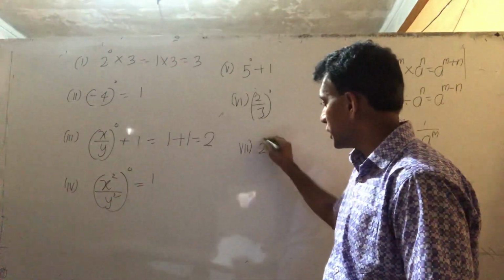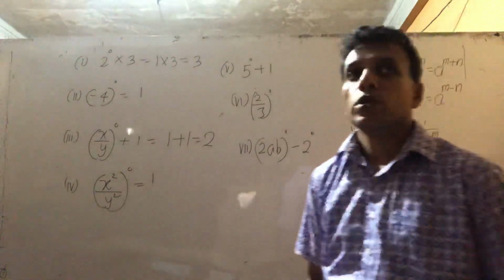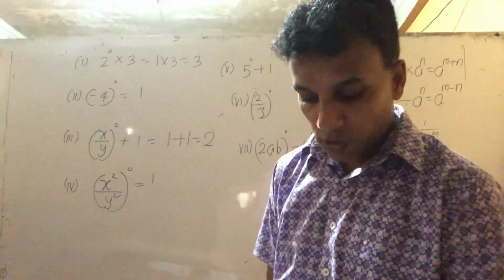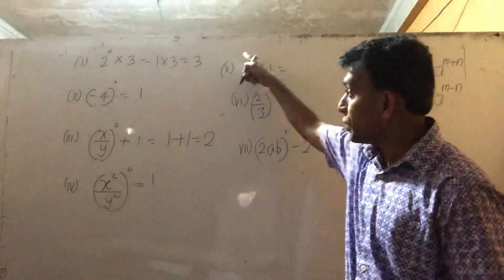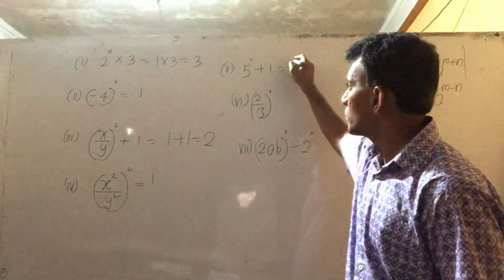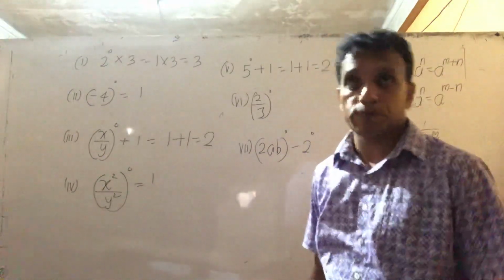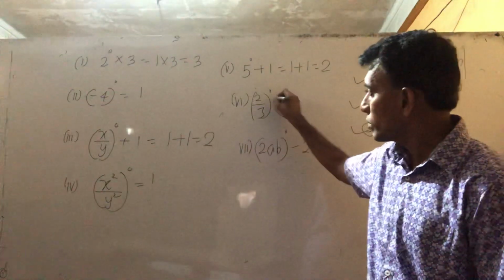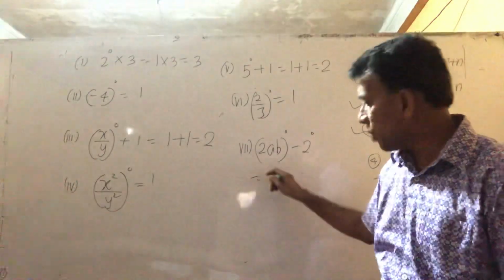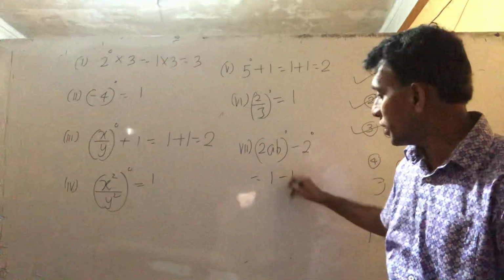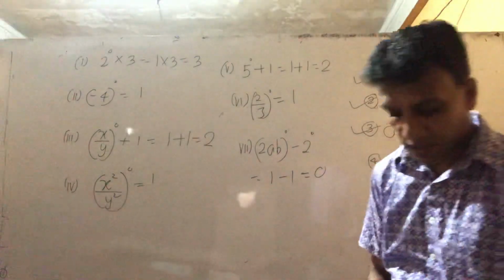2ab to the power 0 minus 2 to the power 0. So no problem. When power 0 comes, the answer is unity, the answer is 1. Therefore here, 5 to the power 0 is 1, plus another 1, therefore 2. 1 plus 1 is 2. Here, completely power 0, 1 minus, here also 0, 1. 1 minus 1, 0. The answer is 0. So that is the problem there.